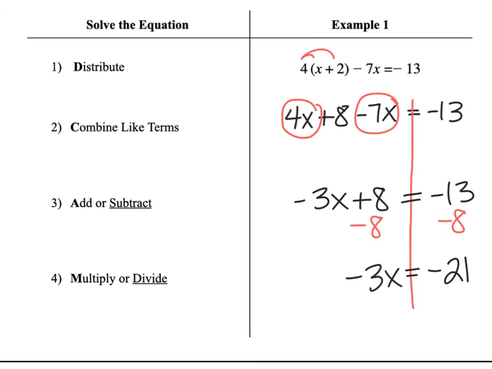And lastly, we're going to divide by negative 3 because what we see here is multiplication. That is not subtraction. I know it has minus 3, but it's next to the variable, so that's multiplication. So answer, x equals positive 7.